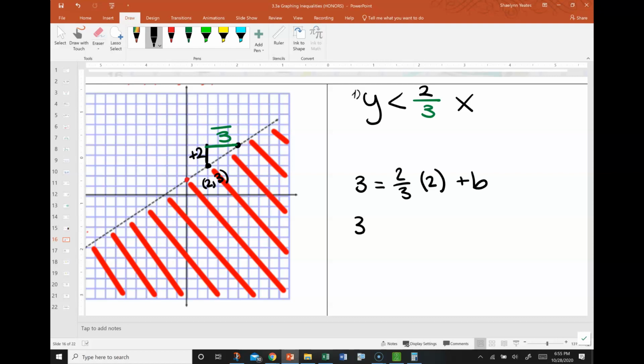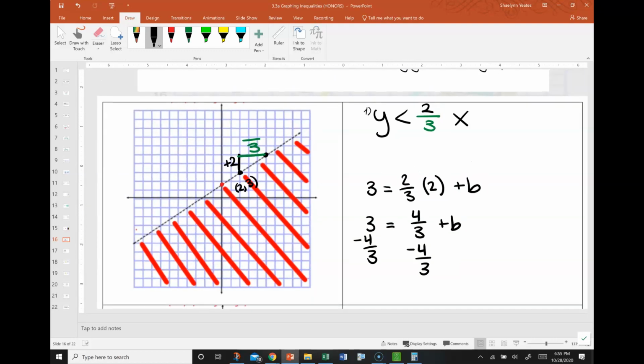So we've got 2 times 2/3, so that's 4/3 plus b. And we're going to subtract 4/3 from both sides. And we get b equals, and 3 minus 4/3 is 5/3. If you need to, you are more than welcome to use a calculator to do this. So then I put a positive 5/3.